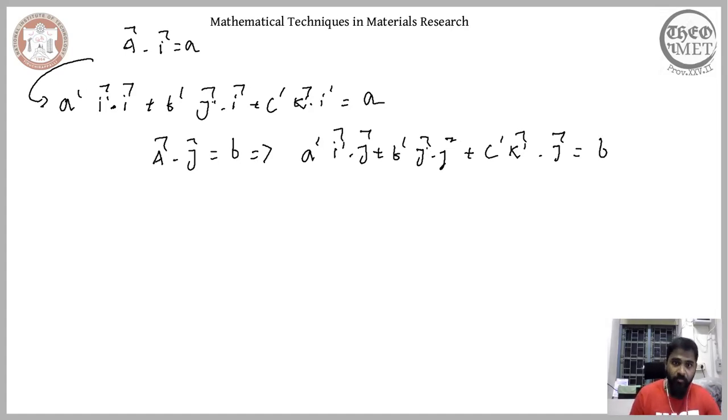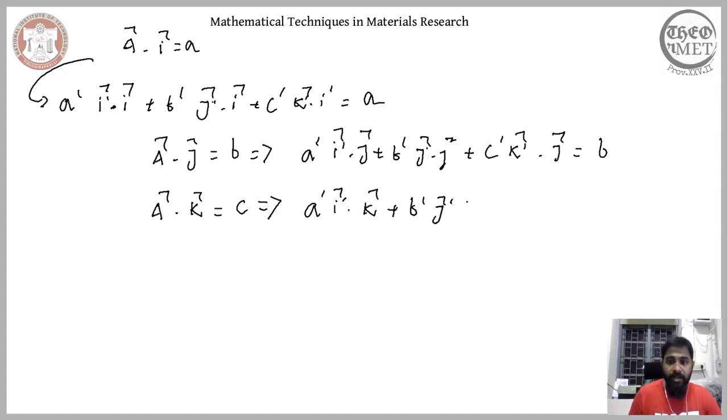Now also I can take the dot product of the A vector with my K vector, which will give me C, which will then be equal to A prime I prime vector dot K vector, plus B prime J prime vector dot K vector, plus C prime K prime vector dot K vector, which is equal to C.